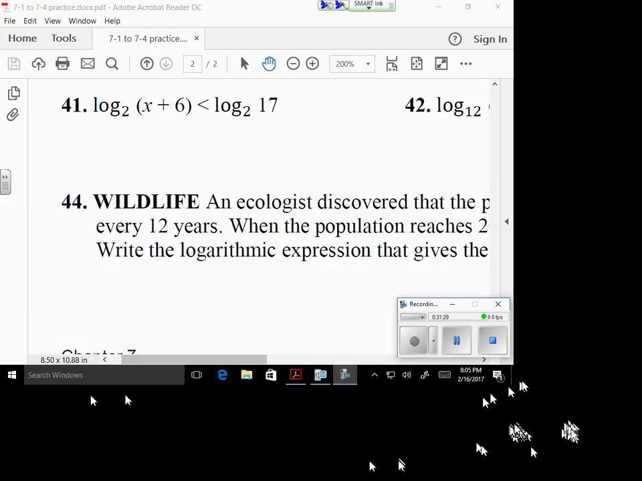41, again we have a double log, so x plus 6 must be less than 17. That means x has to be less than, subtract 6, 11. And x can be less than 11, but we can't let x be any less than negative 6. That's the limit for how low x can go before we take the log of a negative number, which we can't do.